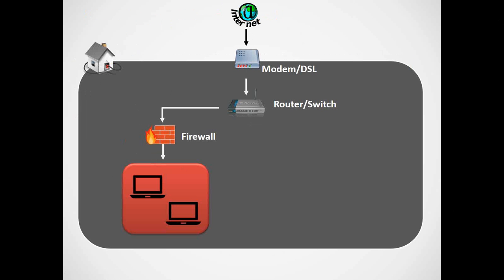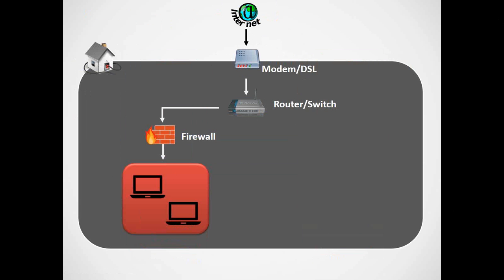So that's how the data flow happens: from the internet to the modem, from the modem to the specific router or switch that we have, and from the switch to the specific firewall in our computer. Based on that, whatever machine you want to access, you'll be able to access it.